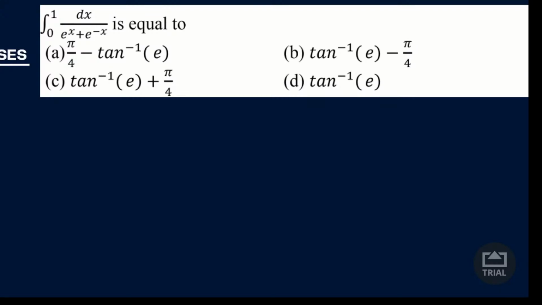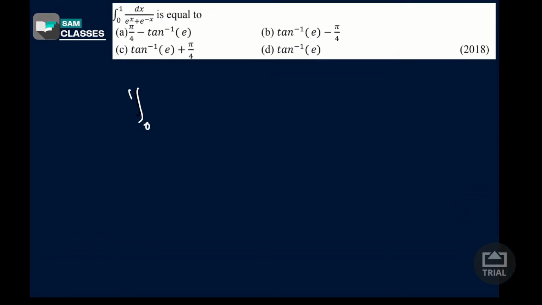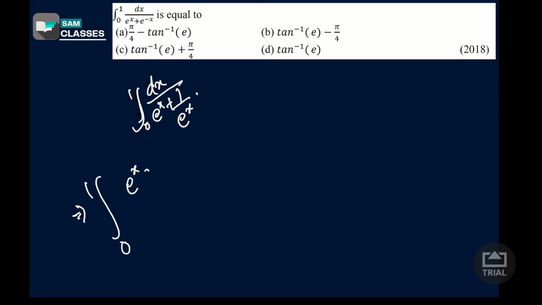What about others? Only two people got the answer. See, how will we solve? First, simplify. The easiest method is simplify first. So, what we'll do? Integration 0 to 1, dx by e power x plus 1 by e power x. So, what I got? Integration 0 to 1, e power x dx by 1 plus e power 2x.